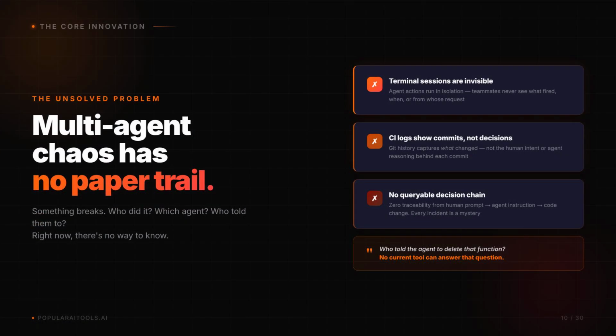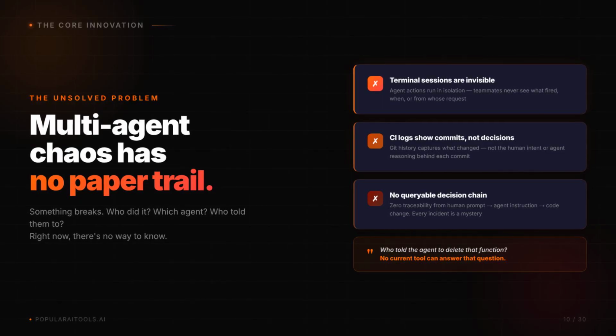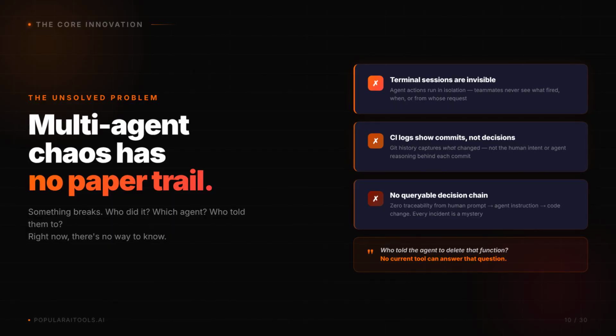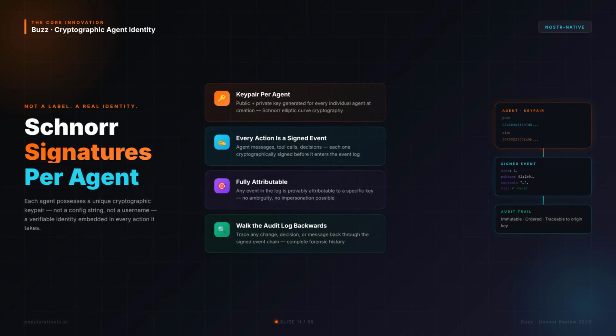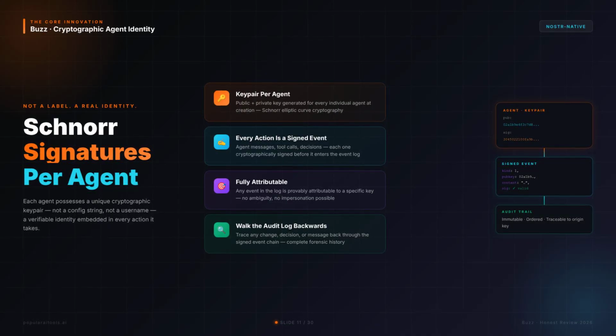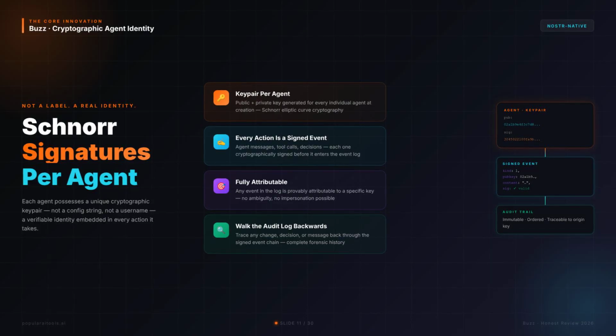But here's the problem nobody else has solved. You put more than one agent on a real code base. Something breaks. You have no idea which agent did it, or who told it to. Buzz's answer comes straight from the Nostr design. Every agent gets its own cryptographic keypair, not a label, not a username in a config file, an actual identity with Schnorr signatures underneath. Every action that agent takes, signed, attributable, traceable.